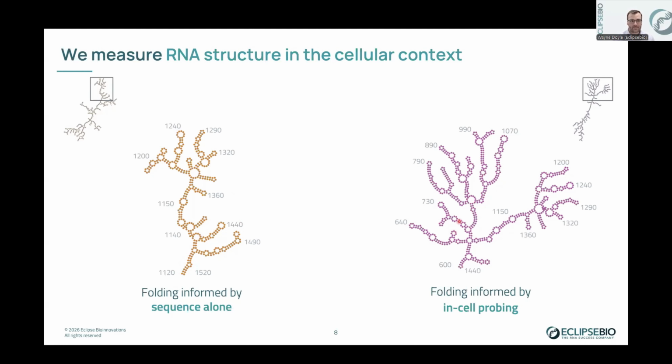But actually within the cell itself, you can get these large rearrangements, where base 600 is very close to base 1400 in actual two-dimensional and three-dimensional space. This can have large impacts on the actual translation of the RNA, the ability of different proteins to bind, and really affect how this RNA actually behaves.